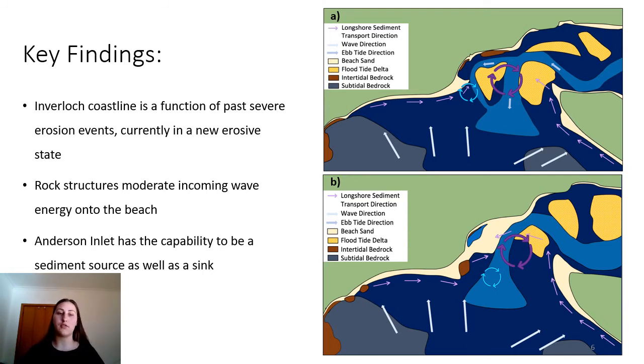I also found that rock structures actually act to moderate incoming wave energy and contribute to overall shoreline stability. Lastly, I found that Anderson Inlet can actually act as a source of sand as well as a sink where sand can be deposited. This is particularly important when we're considering where potential sand sources are for our coastline.